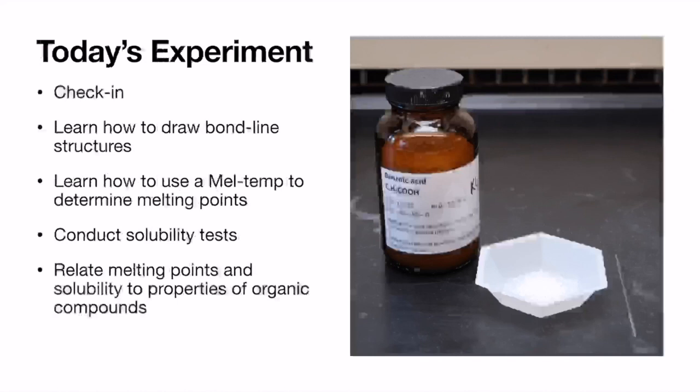Okay, so for today's experiment, the first thing you'll do when you go into the lab is check in. You'll also be learning how to draw bond line structures. You should watch the tutorial that's available on Canvas, and I'll talk about that a little bit in this video too. And you'll also learn how to use a melt temp to determine melting points and conduct some simple solubility tests. The point of this is that you begin to learn how to relate physical properties such as melting points and solubilities to the structure of the organic compounds.